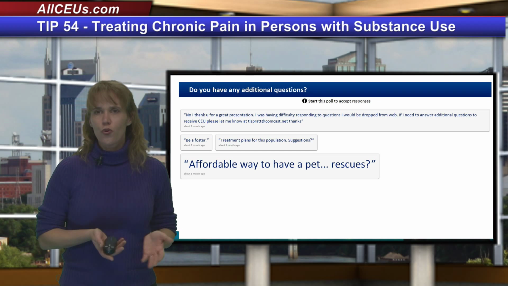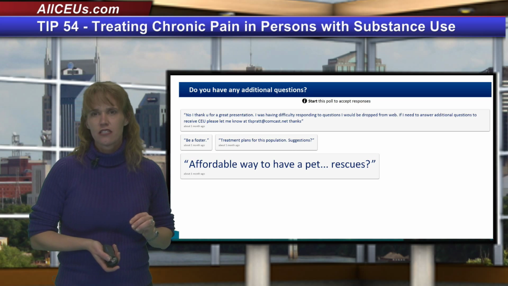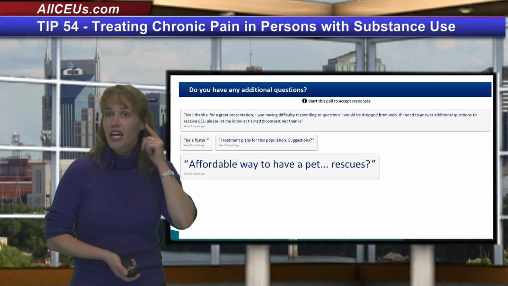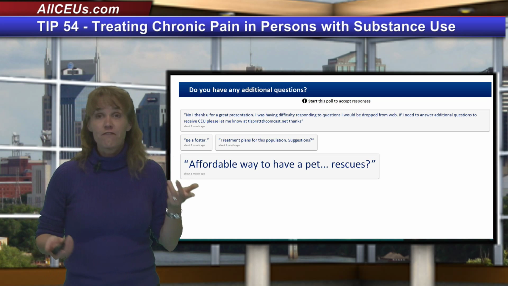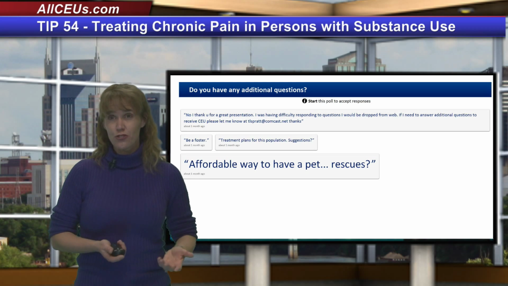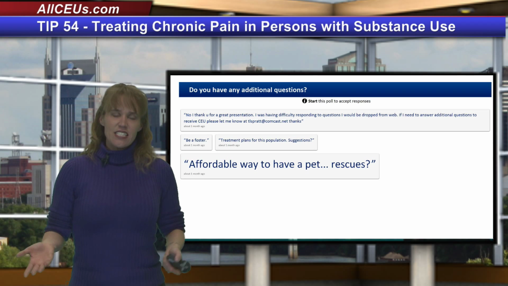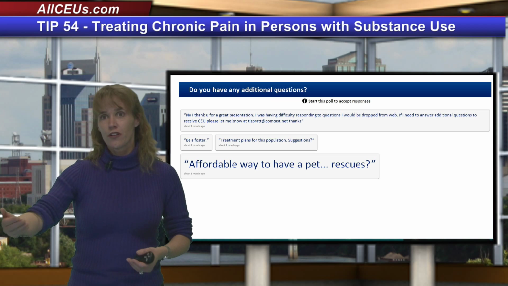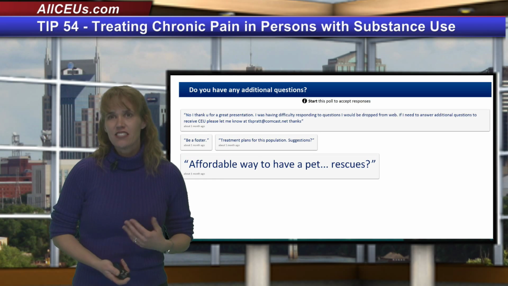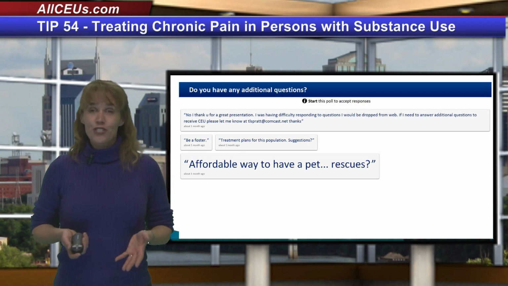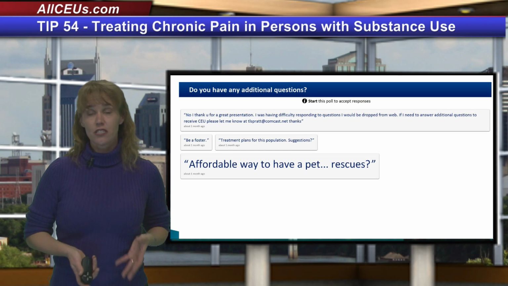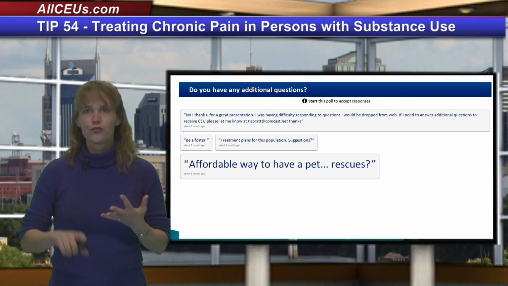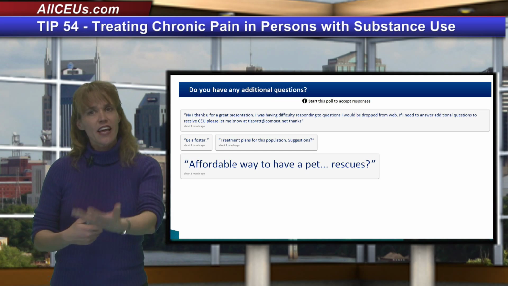So, do you have any additional questions? An affordable way to have a pet. Yes, you can often foster pets through some of the local rescues if you don't want to necessarily commit to having a pet, or you want to try it out before you commit to having one forever. You can foster pets. Sometimes that gives people something to focus on because they have this helpless little being that either has been abused or cast aside that they can focus on.